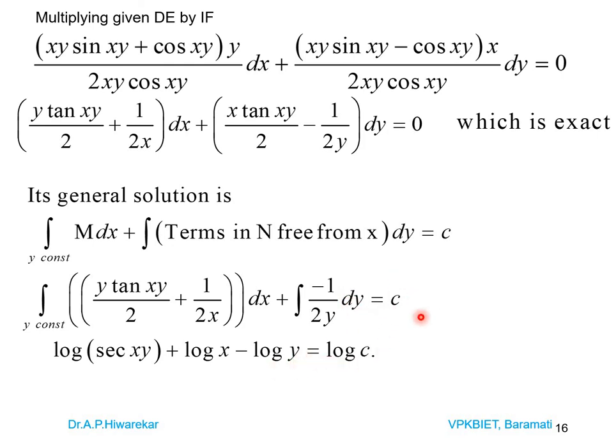And we may take the value of the first integration as log of sec xy. So, this is our final answer. Means the general solution is given by this. So, if you simplify, we can use the properties of logarithm: log a plus log b is log of ab, and log a minus log b is equal to log of a by b. So, we can have (x/y) sec xy equal to a constant as the final answer.